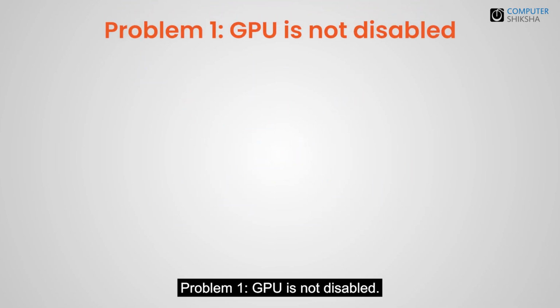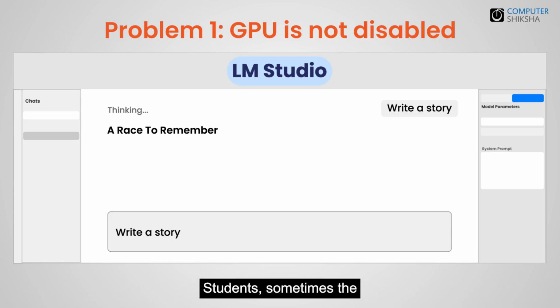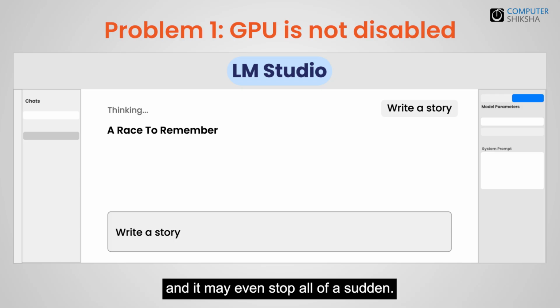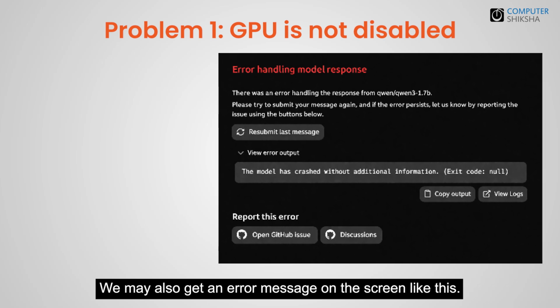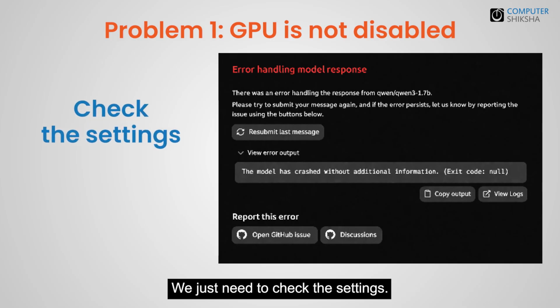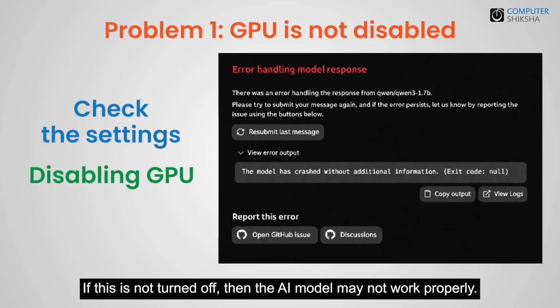Problem 1. GPU is not disabled. Students, sometimes the AI model may start answering, but it may not work properly. And it may even stop all of a sudden. We may also get an error message on the screen like this. In such a case, there is no need to panic. We just need to check the settings. One important setting in LM Studio is disabling GPU. If this is not turned off, then the AI model may not work properly.